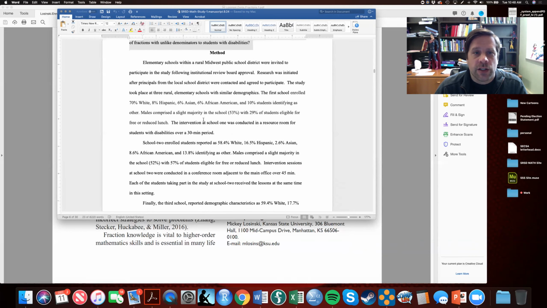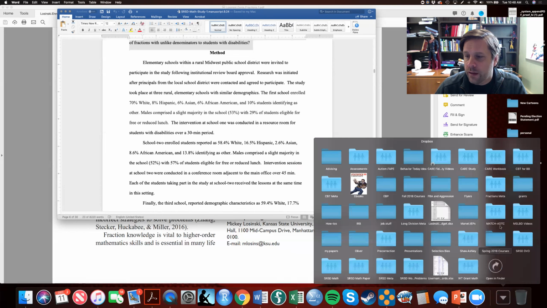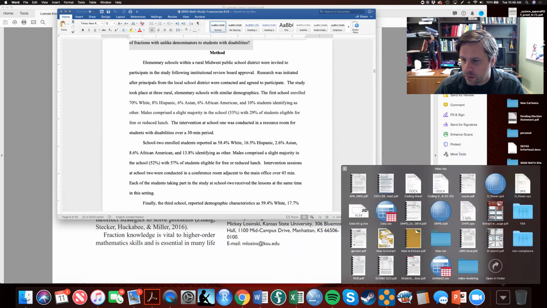Then we get to the method section, and generally speaking, if we look at the APA JARS reading that we put out a couple of days ago, or that's on Canvas, let's figure out where that was. JARS, qual, APA JARS.